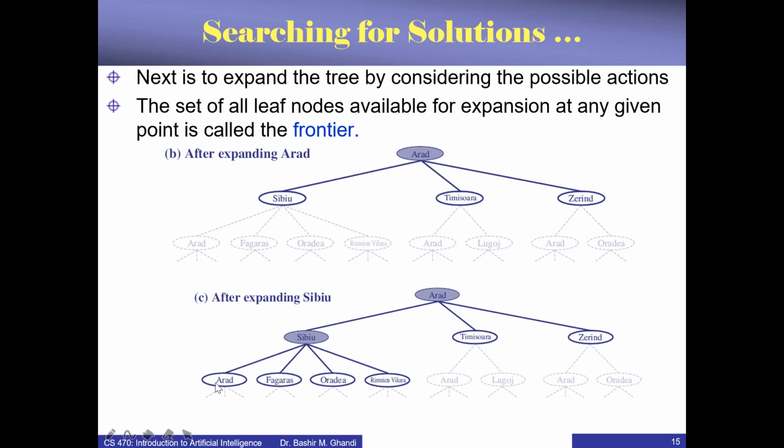Now, this is dangerous, because actually this could lead to an infinite search tree. So you could be in an infinite loop, keep going back and forth between Arad and Sibiu. So we're going to see that there are ways to try and avoid having this repetition. But ordinarily, from what we have just said, Arad is a possible place you can go from Sibiu. So if you just expand the tree, you could have one node representing Arad.